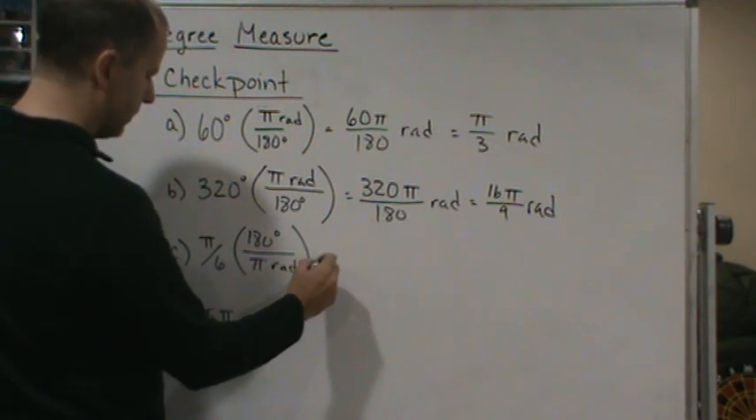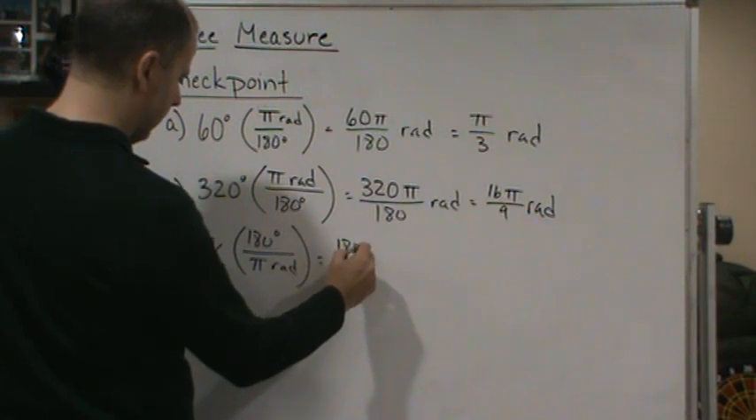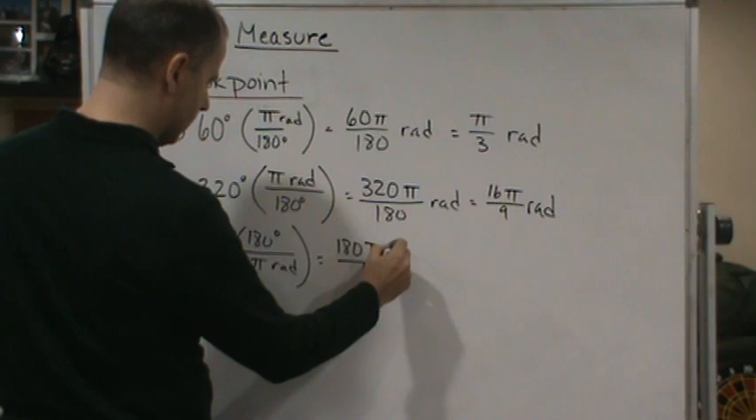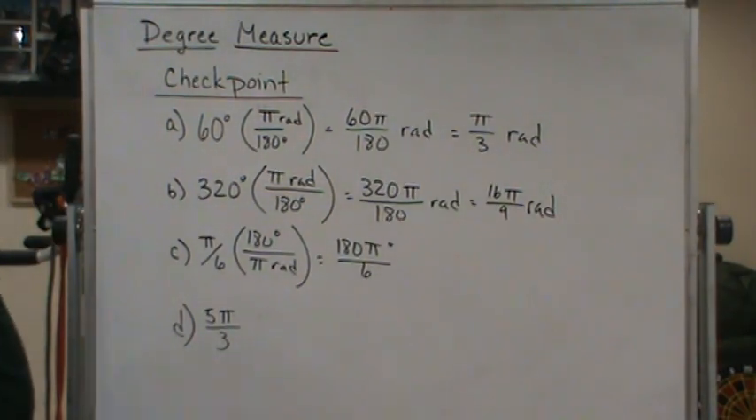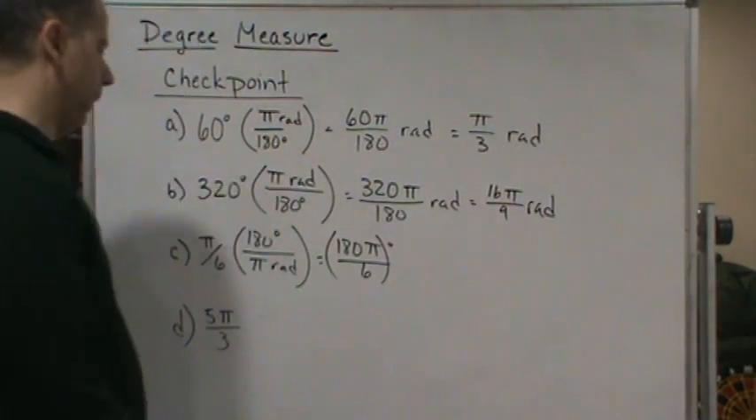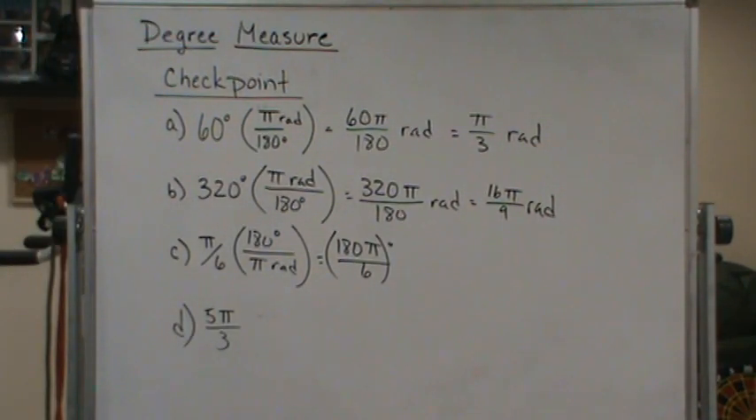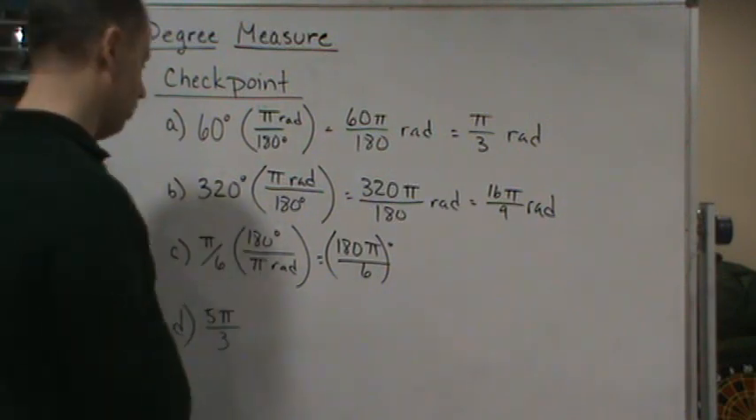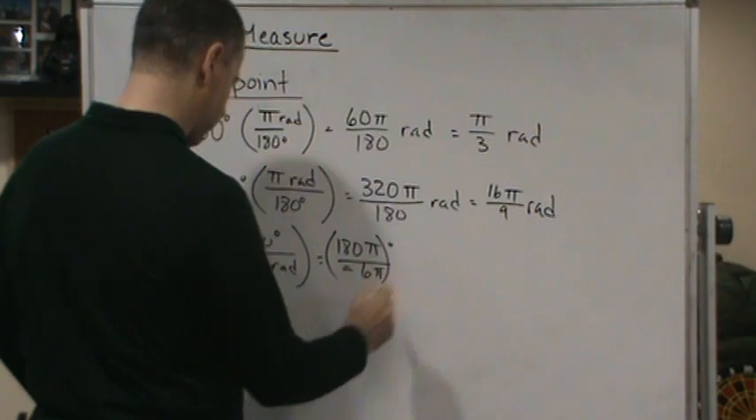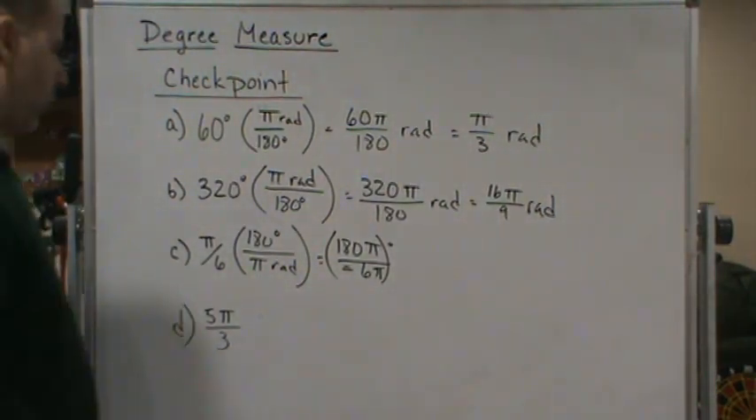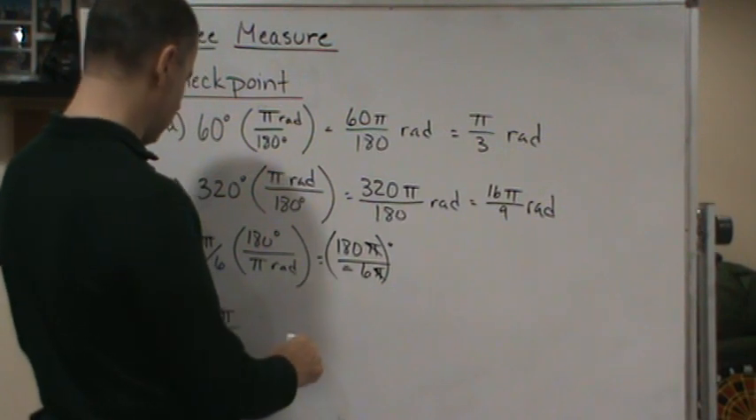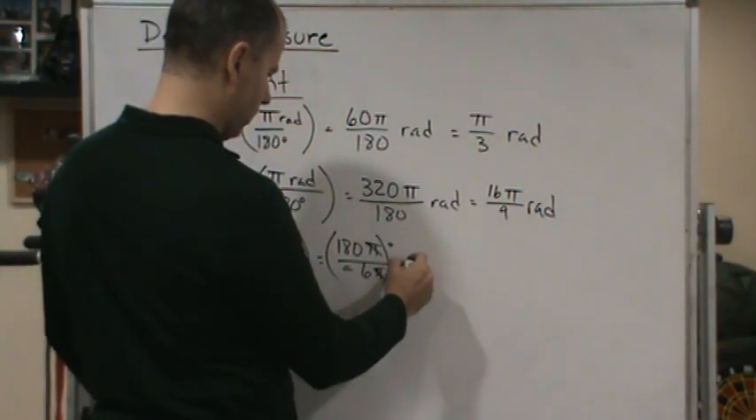The radians are going to cancel, and we get 180 pi over 6 degrees. We might want to do it that way, and now we're going to simplify this. Oh, I forgot the pi down here, so 6 pi. Of course, the pi's are going to cancel, and this reduces to 30 degrees.